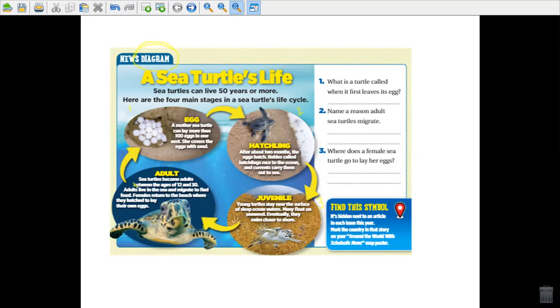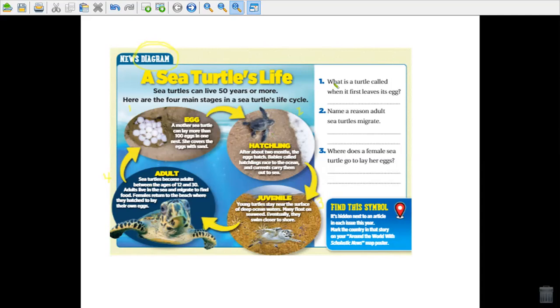And then the last stage, the 4th stage in the sea turtle's life cycle: sea turtles become adults between the ages of 12 and 30. Adults live in the sea and migrate to find food. Females return to the beach where they hatched to lay their own eggs. And then once the females lay the eggs, it starts all over. The eggs then turn to hatchlings, then they're juveniles, then they're adults, and then it starts all over again. So that is why they used this type of flow map or text feature to show a sea turtle's life.